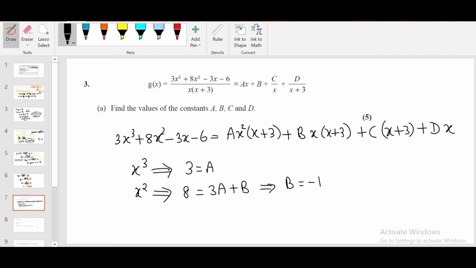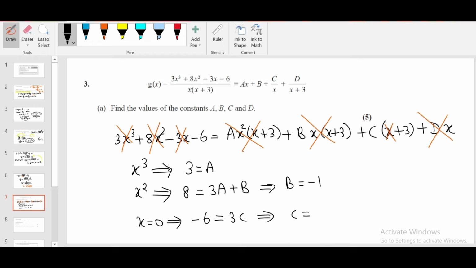And then I'm going to replace x by 0 on both sides of the equation. This becomes 0, 0, 0. Negative 6 is equal to, this becomes 0, this becomes 0, this becomes 0, this becomes 0. I will get 3c. So c is minus 6 divided by 3, minus 2. So we got the value of a, b, c.